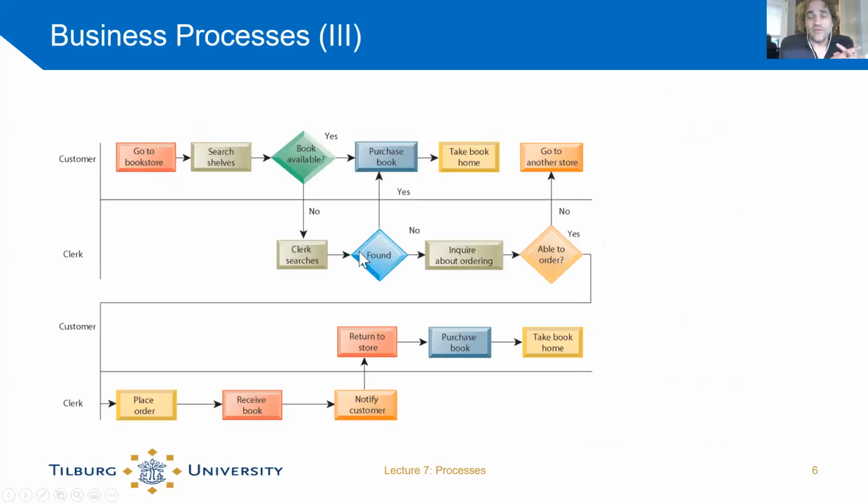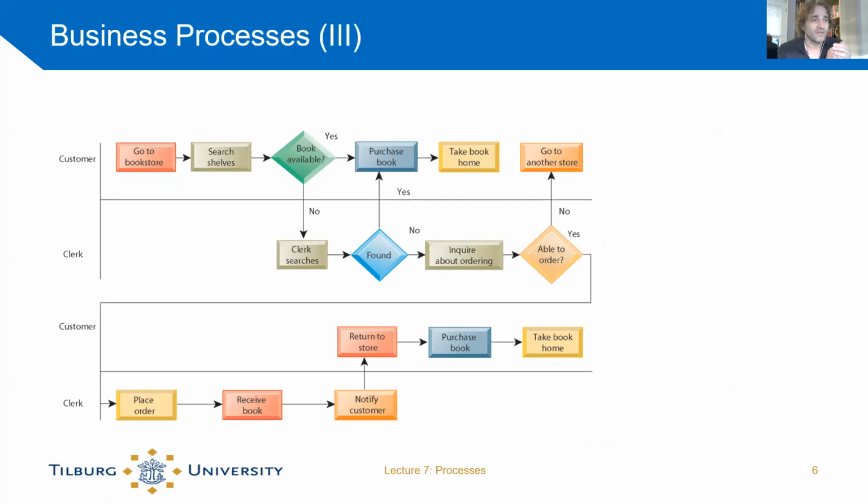So another example of a business process. That's a process that you do when you go to a bookstore and buy something. So you go to a bookstore, you search the shelves, you see if the book that you want is available. If yes, you purchase the book, you take it home. If no, you ask the clerk to search for the book. If found, you purchase the book. If not, you inquire about ordering. If you're not able to order, you go somewhere else.